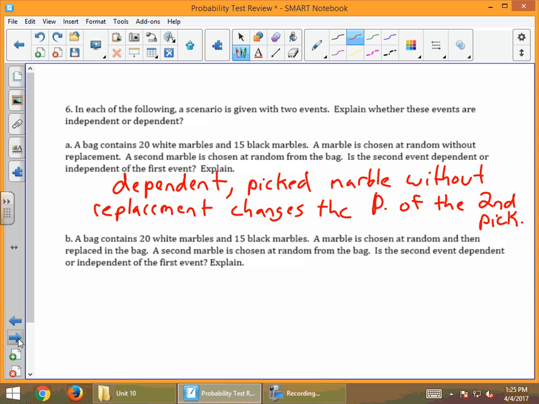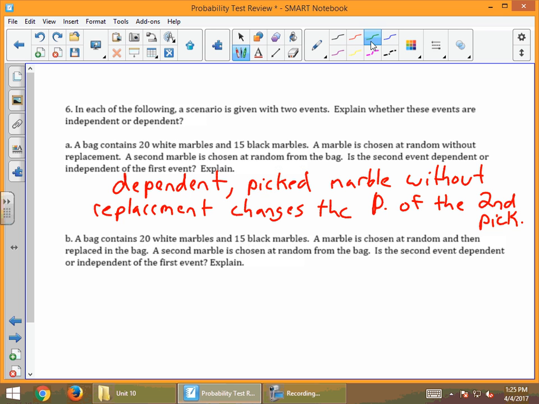Picking the marble without replacement changes the probability of the second pick. As the probability changes, they will be different. What about B? It's exactly the same with one difference. Still have 20 white marbles and 15 black marbles. Marbles are chosen at random and then replaced in the bag. The second marble is chosen at random from the bag.